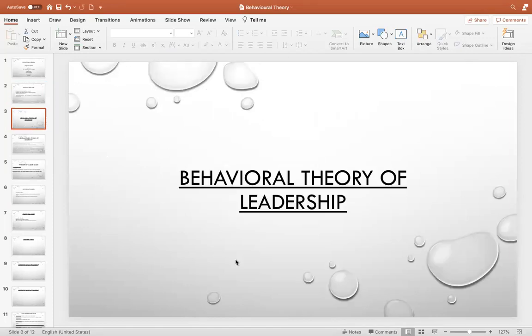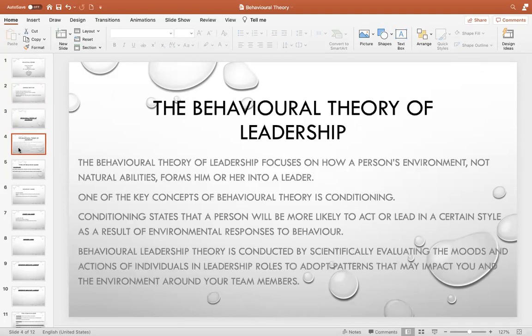The two most common theories that will come up every time we talk about behavioral theories are the Michigan studies and the Ohio State leadership studies. The behavioral theory of leadership focuses on how a person's environment, not natural abilities, forms him or her into a leader. One of the key concepts of behavioral theory is conditioning.